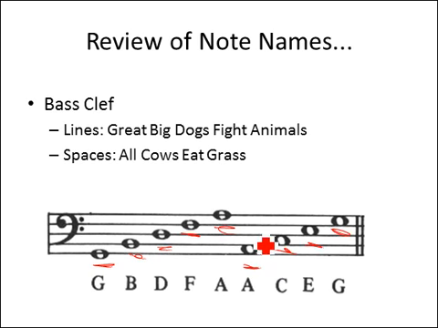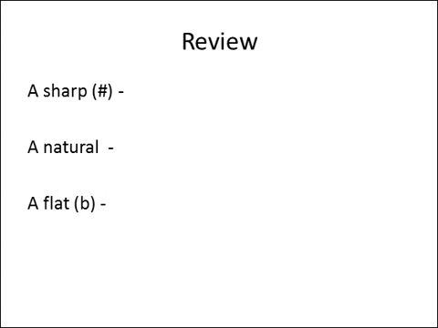And same thing, if we only ever memorize one, we can figure out the others based off of that one. Again, we just follow the alphabet. A, B, C, D, E, F, G, A, B, C, D, so on and so forth. So again, just knowing the alphabet and even just memorizing one line or one space, you can actually access everything else. All right, let's move on.